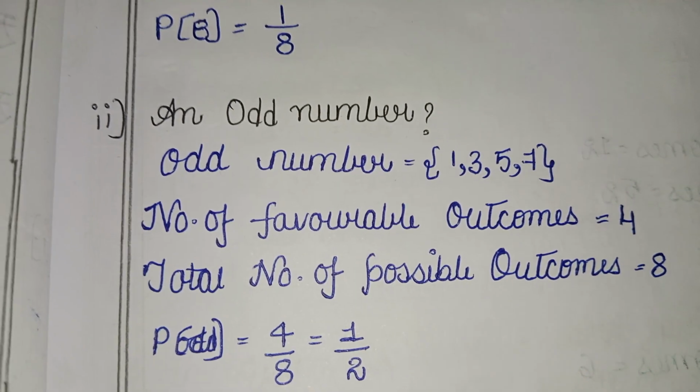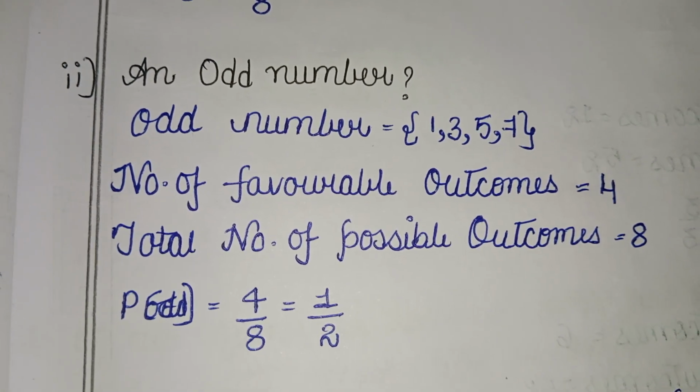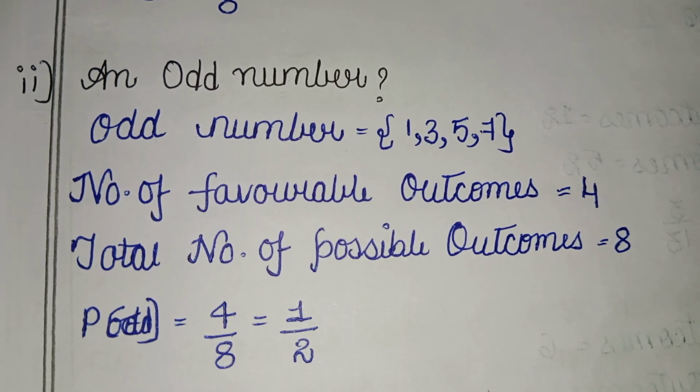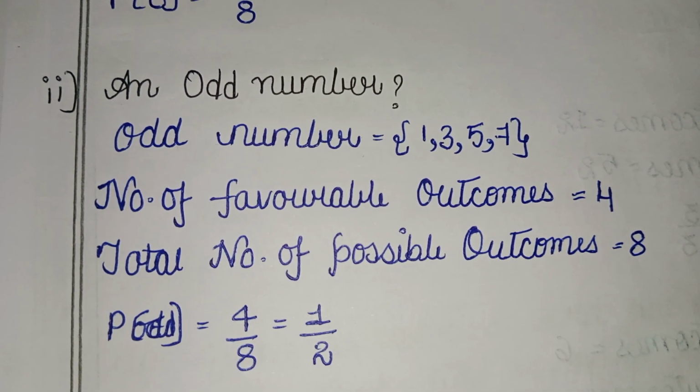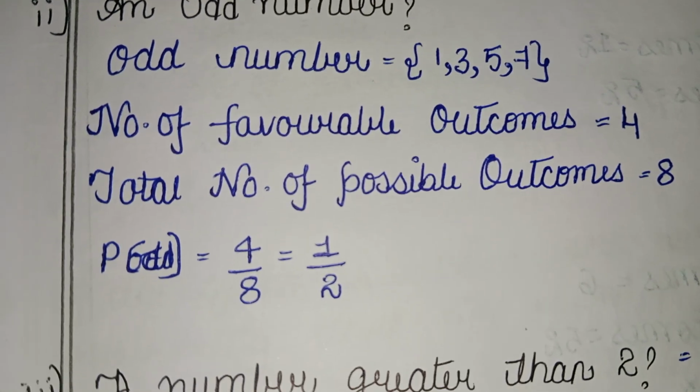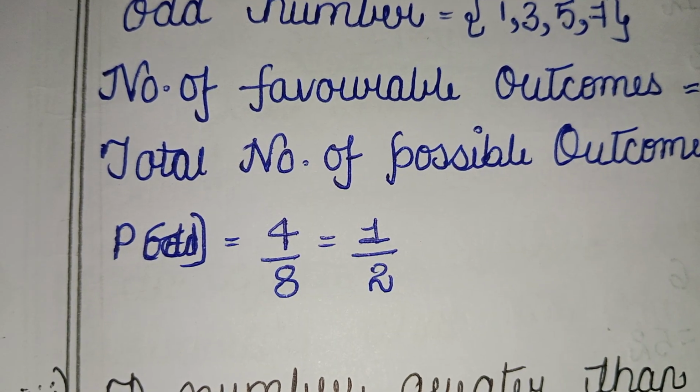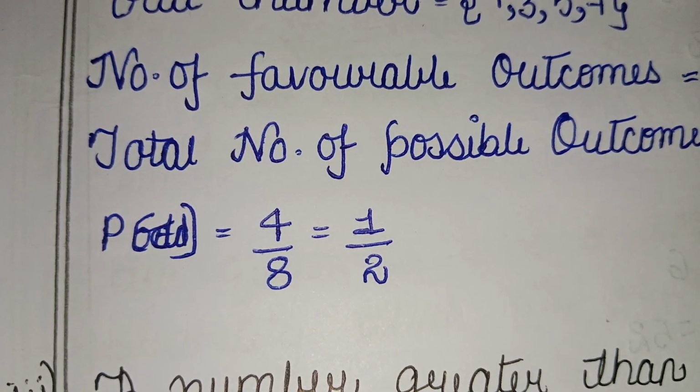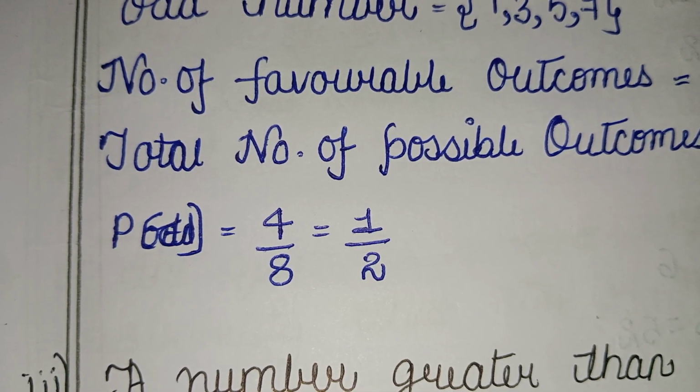Second question, an odd number. So how many odd numbers are there? 4. 1, 3, 5, 7. Number of favorable outcomes is equal to 4. Total possible outcomes is equal to 8. P of odd is equal to 4 by 8. 4 ones are 4, 4 twos are 8, so 1 by 2.